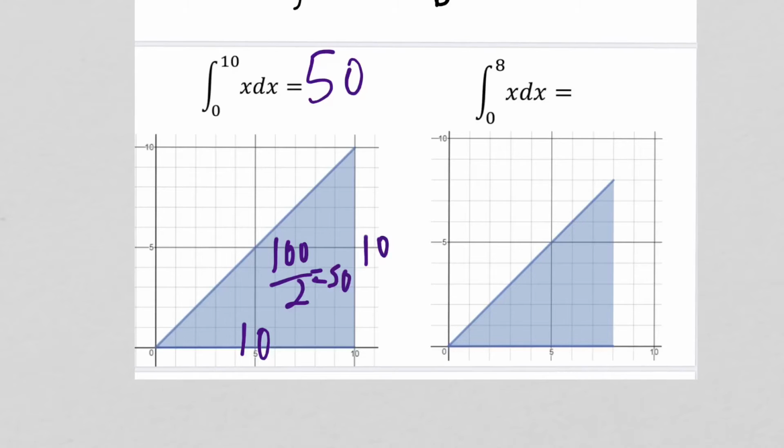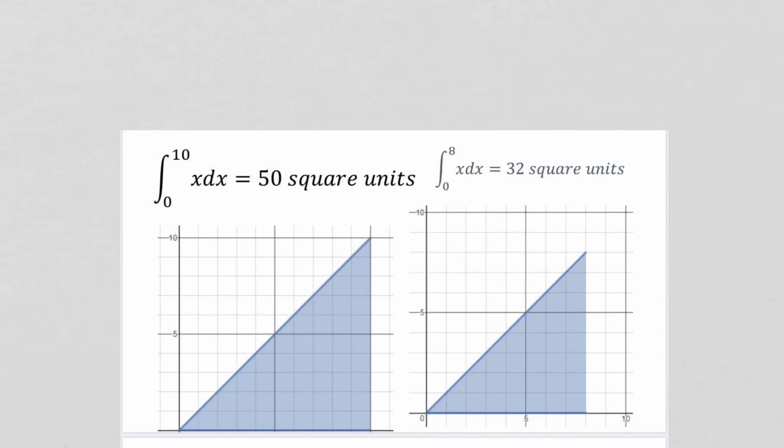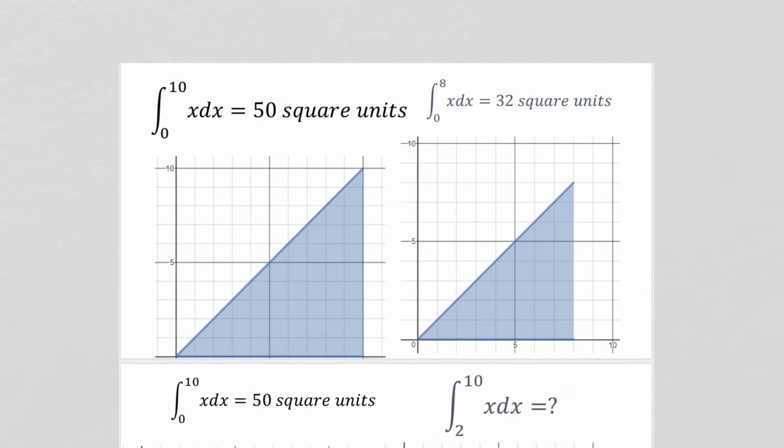All right, well, what about this one? This is a base of 8 and a height of also 8. So this is going to be an area of 64 over 2, which is just going to be 32. All right? So we were able to calculate the integral of the graph y equals x, right? Because we can calculate the area under y equals x using geometry since it just forms a triangle, right? Okay, so we just did that, right?